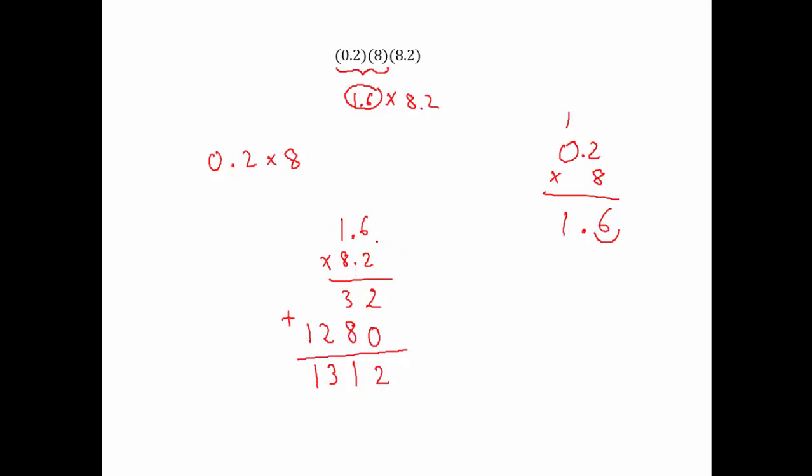And then we count how many places after the decimal. So 1 place, 2, so 2 places. So you move 1, 2, put the decimal here. So we have the answer as 13.12.